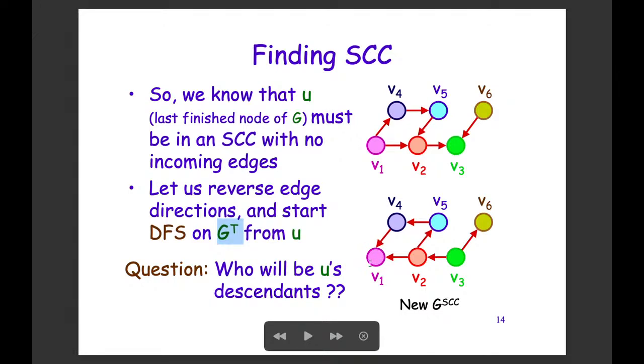So we will visit all the vertices in this purple part, but then we cannot escape from this purple part because the arrows are in the opposite direction. So we can only visit nodes that are in this component. So what does that mean? If we start the DFS on the largest finishing time node, we will be visiting all the nodes in the corresponding component of U.